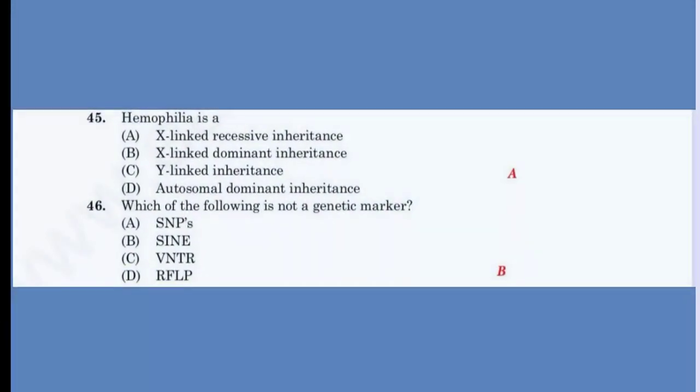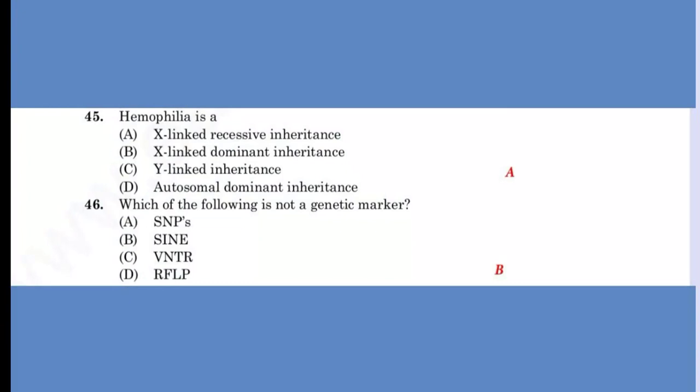Then the next question. Hemophilia is an X-linked recessive disease. Hemophilia is a disorder in which blood does not clot normally. When blood cannot clot properly, excessive bleeding occurs after an injury or damage. Two types of hemophilia are there, hemophilia A and hemophilia B. Hemophilia A occurs due to a low amount of clotting factor 8, whereas hemophilia B is due to a low amount of clotting factor 9. So this is an X-linked recessive disease. Option A is the answer to this question.